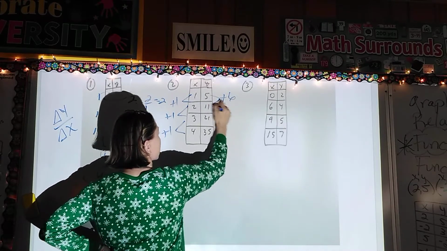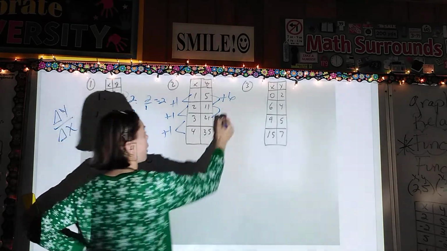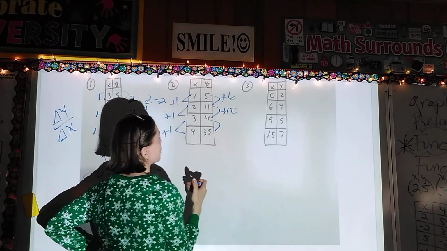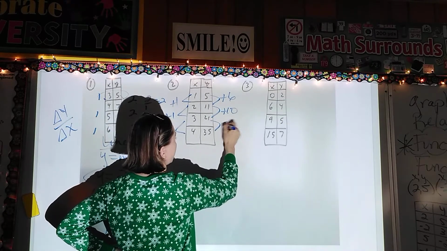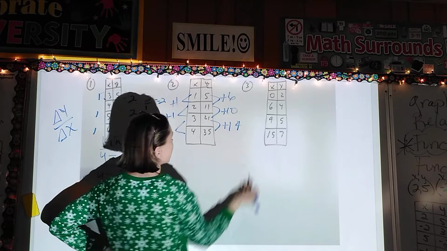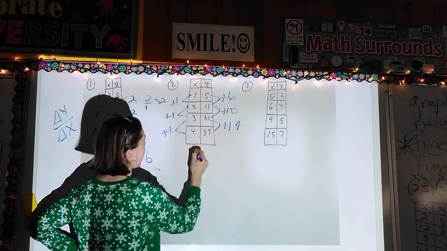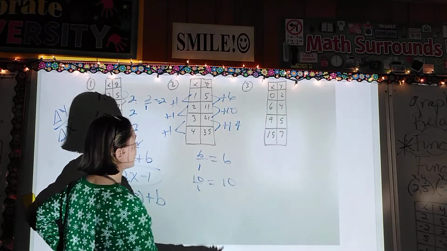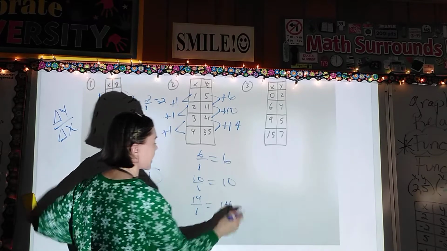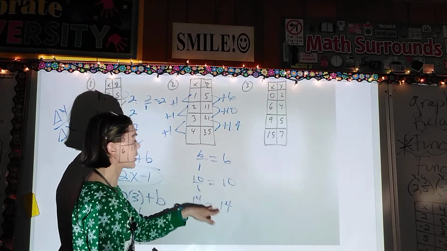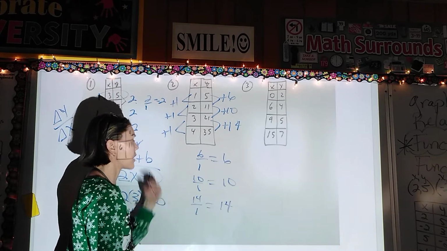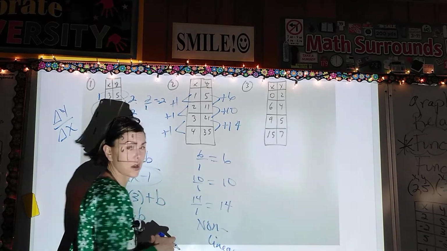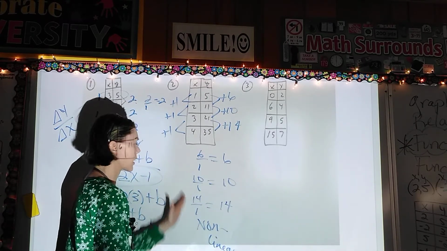So 5 to 11 is plus 6. 11 to 21, oh, well, that's a plus 10. Don't worry about it, because all we care about is the slope. And then from 21 to 35 is a plus 14. So we have 6 over 1, that simplifies to 6, 10 over 1, that simplifies to 10, and 14 over 1, that simplifies to 14. So we have 3 different slopes. That is your clue that this is a nonlinear function. Super easy, just checking out the slope.